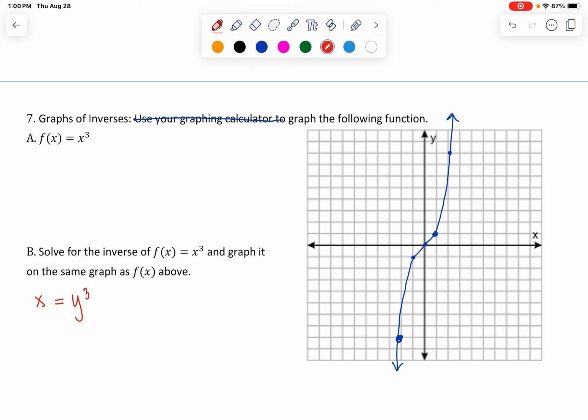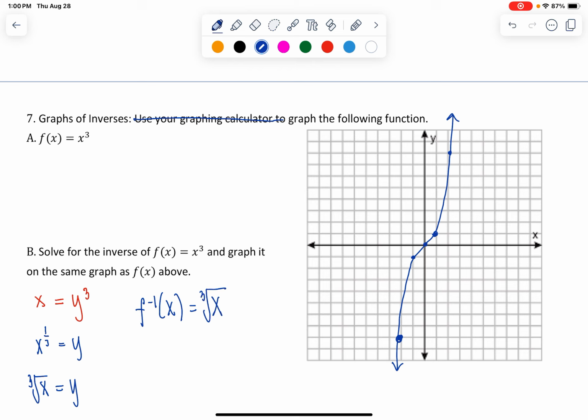So you have two ways of getting y by itself. You can cube root or bring to the 1/3 power. So you could have x to the 1/3 equals y, or you can have the cube root of x equals y, which is what I prefer personally. So we have f inverse of x is equal to the cube root of x. Okay. All right, so now it says graph that on the same graph, which we know how to graph the cube root also. It actually has these same 3 points, right? But it has 8, 2 on it instead of 2, 8.